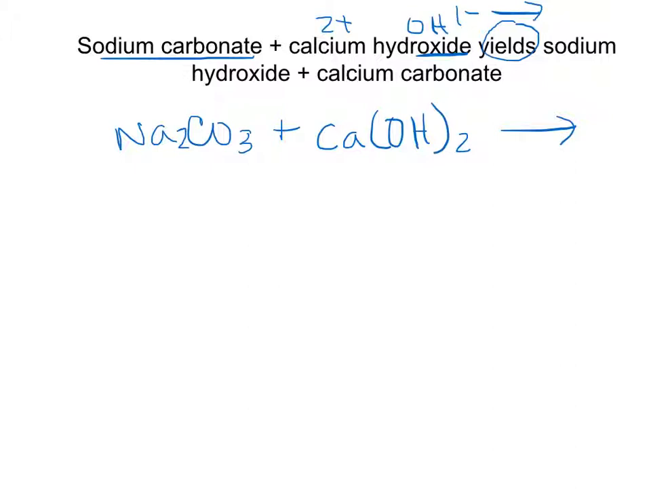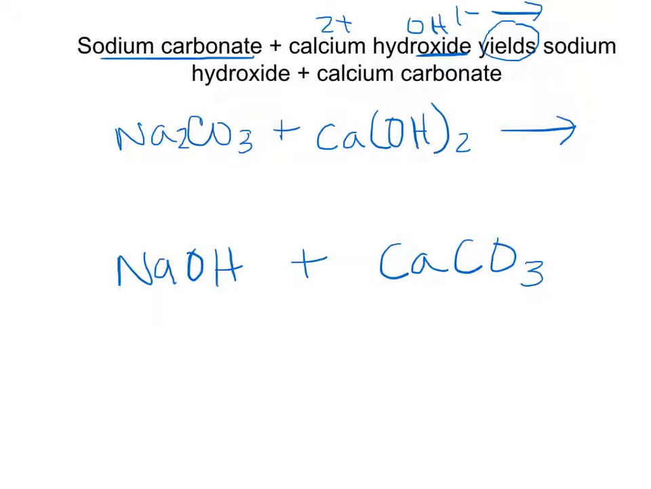Now sodium hydroxide over here. Sodium only has a 1 plus charge. Hydroxide has only a 1 minus charge, so that is the formula unit for that. Then plus calcium carbonate. Again, we said calcium has a 2 plus charge, carbonate has a 2 minus charge, so it's just going to be CaCO3. Now we have the skeleton equation written.